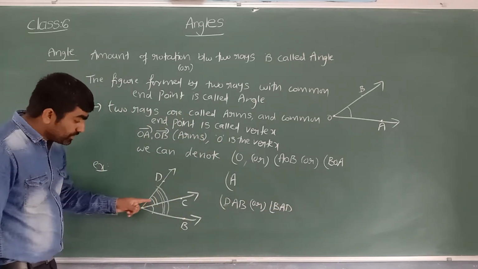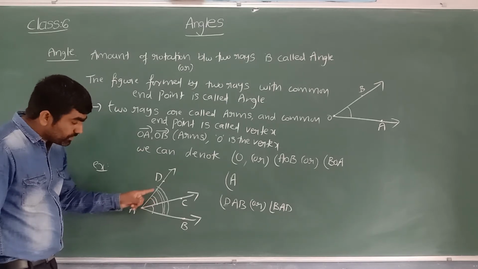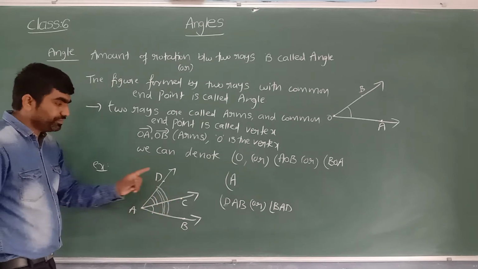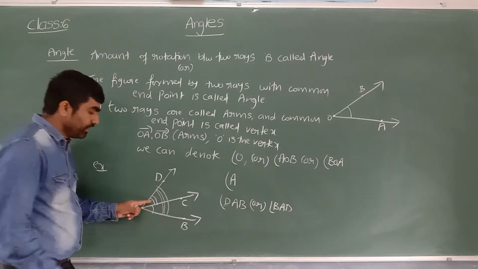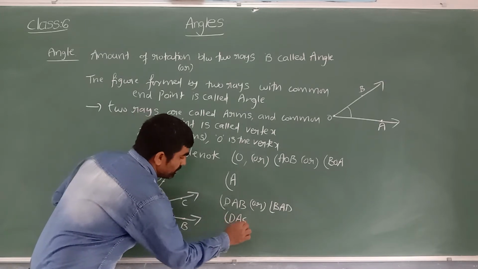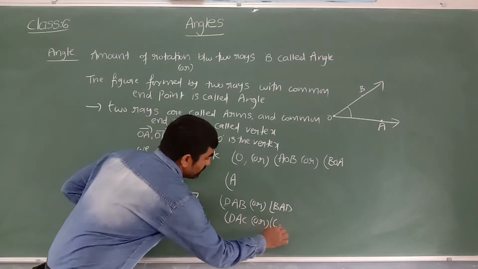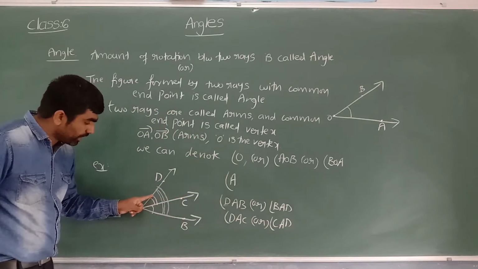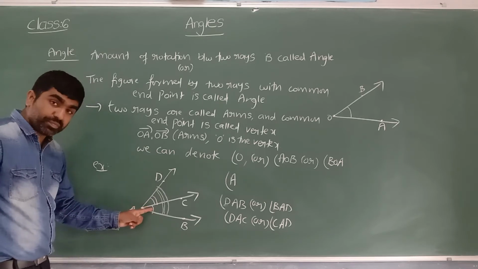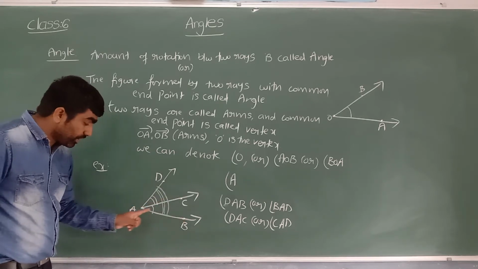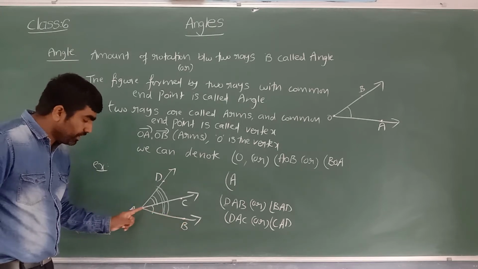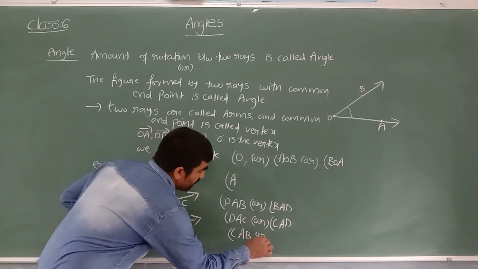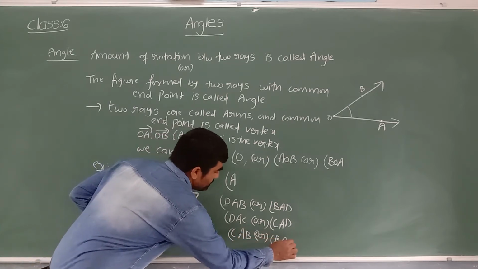Suppose you want to represent the upper part, how can you represent it? DAC, with the vertex in the middle, or we can write CAD, the upper part of this angle A. So DAC means we take only this particular angle. How can we represent this other angle? CAB, with the vertex in the middle, or we can represent it as BAC. We can write angle CAB or angle BAC.